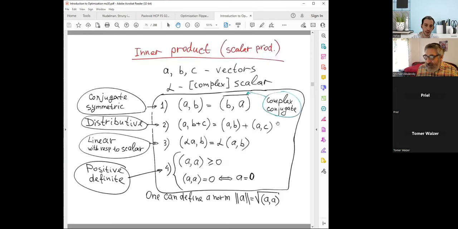Okay, and to develop the method, we come really to basics. What is a scalar or inner product in general? Because after that, we will use its special case in conjugate gradient. It is defined by those four properties: conjugate symmetric, distributive, linear with respect to scalar, and positive definite.